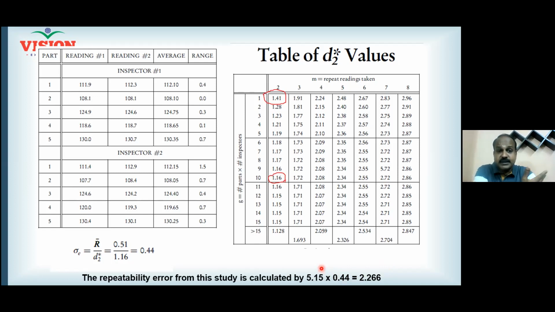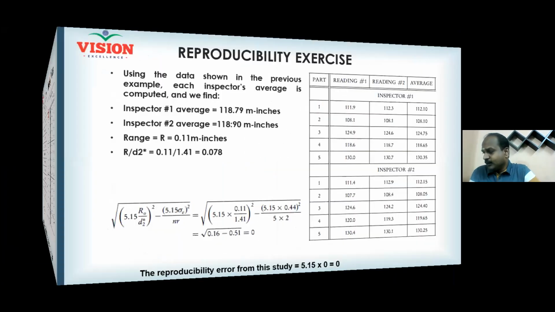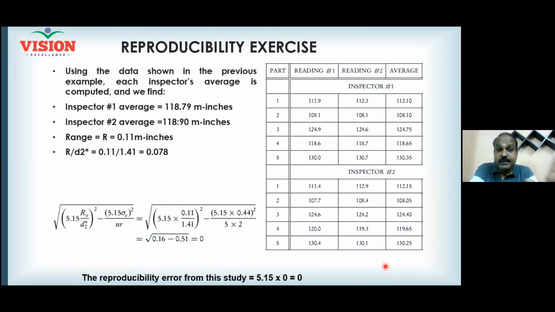More than 6, you will go closer to 100%, right? And now 2.266. And now we calculated repeatability error. Now I want to help you understand the reproducibility error in your data. Inspector 1, 5 averages you have. Inspector 2, 5 averages you have. The difference or disagreement between inspector 1 and inspector 2 is called reproducibility error.